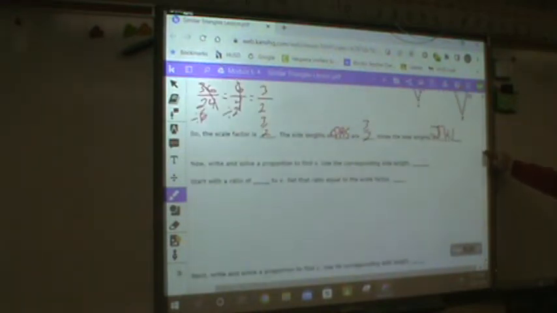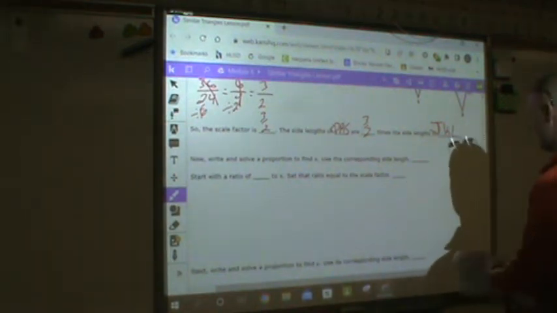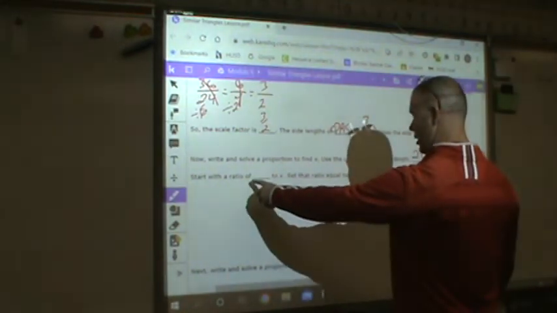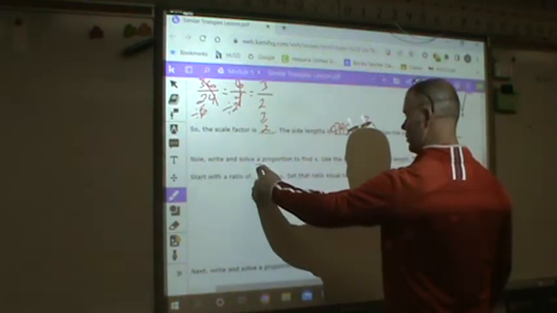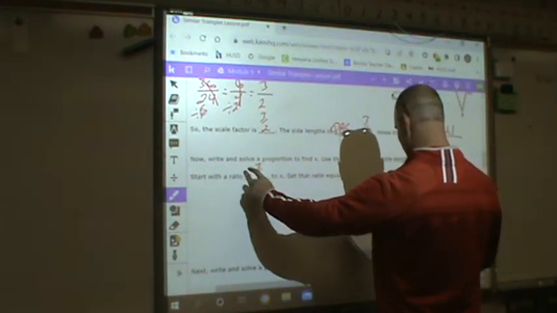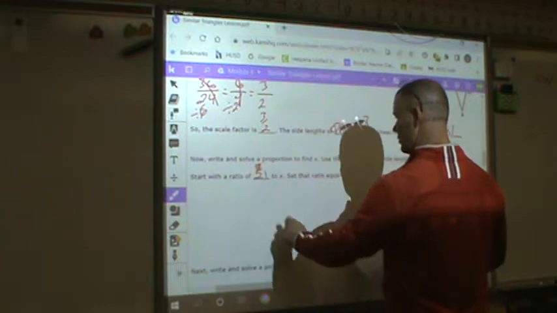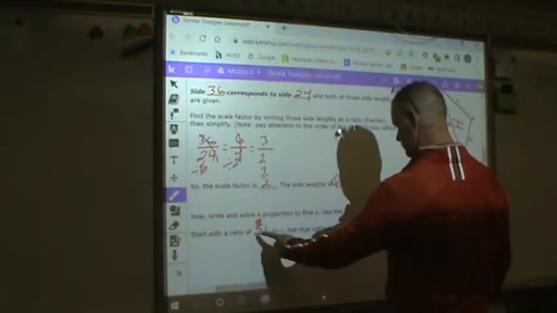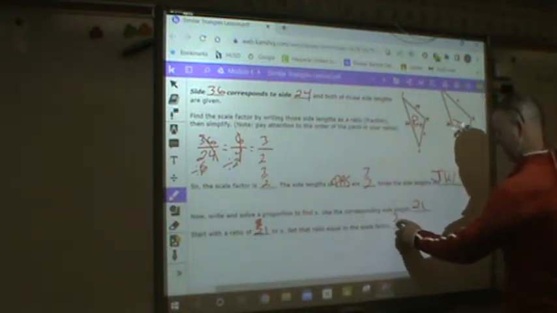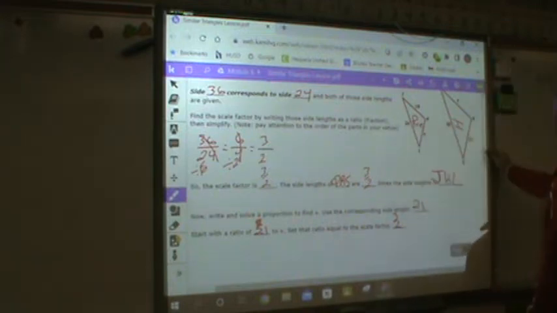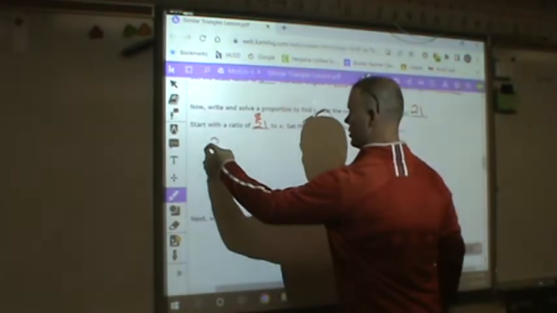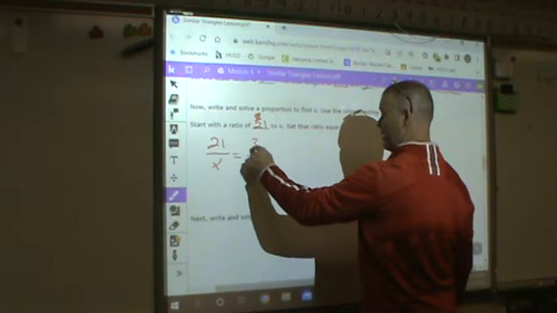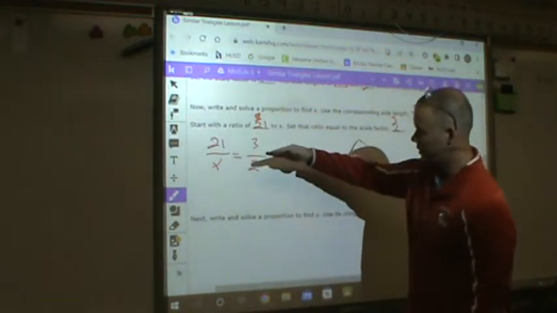All right. Now, write and solve a proportion to find x. Use the corresponding side length, 21, and start with the ratio of what? What do I want to start with? I want to start with the ratio of 21 to x, because that's my comparison, large figure to small figure. 21 over x. Set the ratio equal to the scale factor of 3 halves. We're going to use what we know. Got to do the same thing over here. 3 halves. That comparison is large figure to small figure.